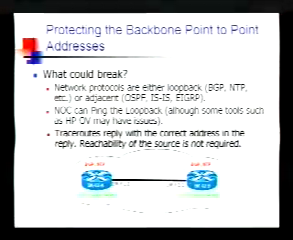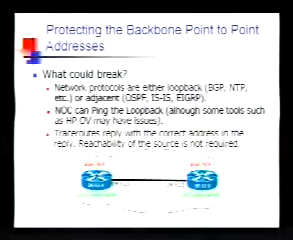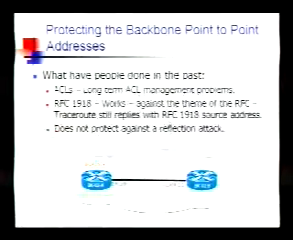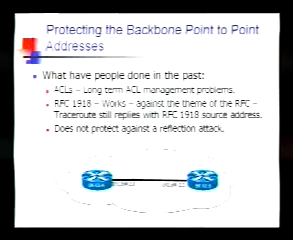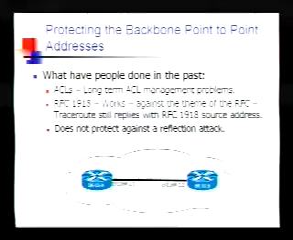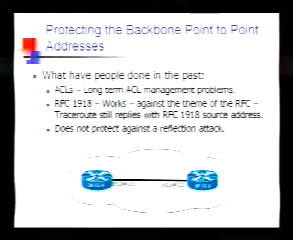If I want to go after and attack a router, I do a couple of traceroutes to a provider, and I get enough addresses on the point-to-point links that I can go out there and whack the routers. So to protect them in the past, people have used different things to protect these infrastructure point-to-point links. People have used ACLs in the past.